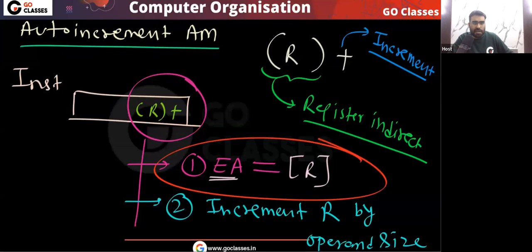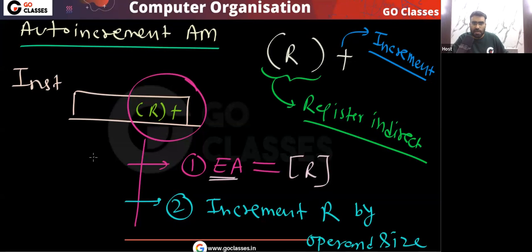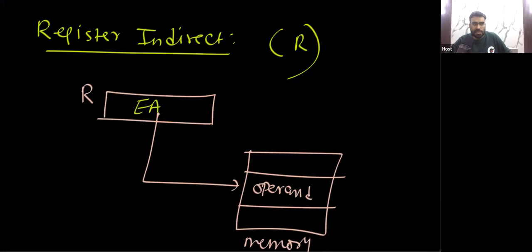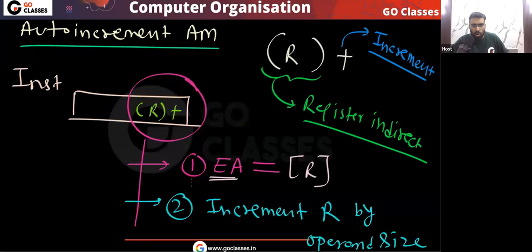So the effective address is the content of R. Is the content of R the operand? No, that is not the operand. I am saying the content of R is the effective address. In register indirect, the content of R is the effective address. If you go to that address, you will find your operand. Your operand is not in R. In R, you have a memory address. So the effective address is the same as the content of R. Then you increment R by operand size. So this is your auto increment addressing mode. Please tell me, is this clear?